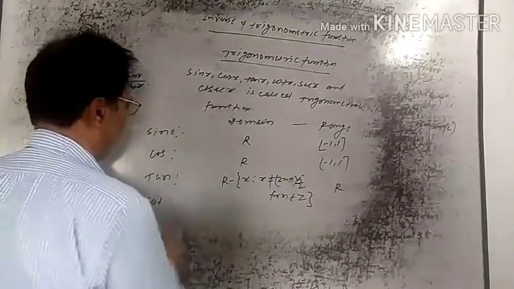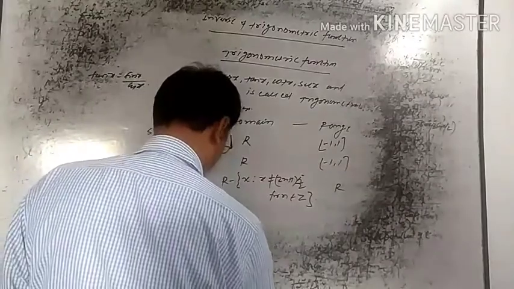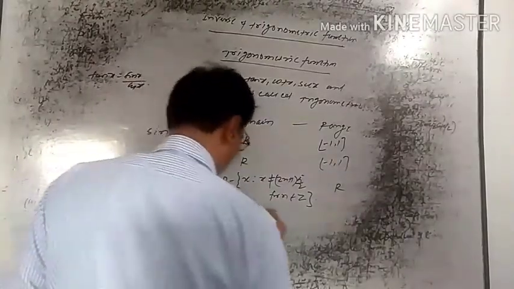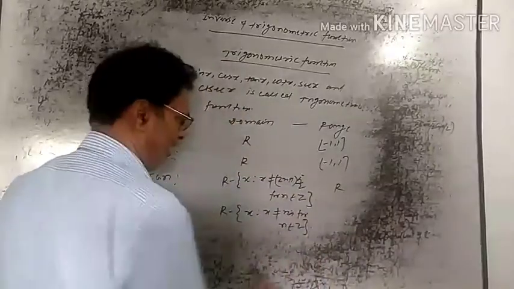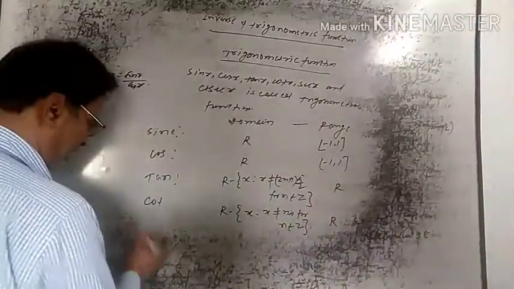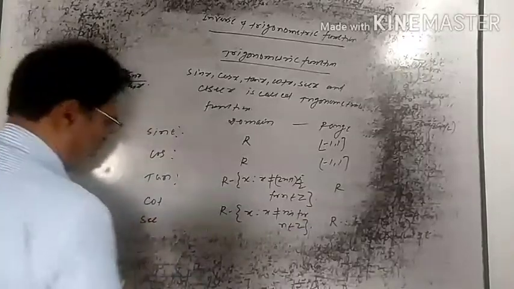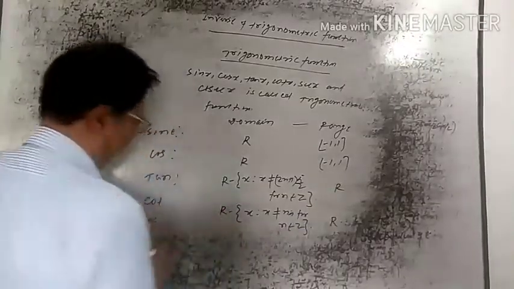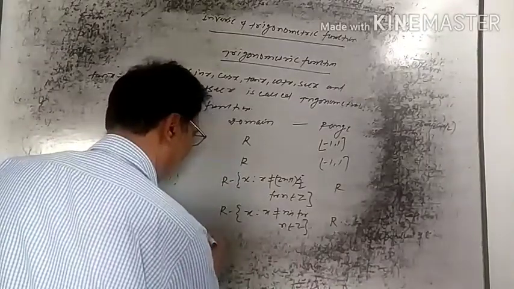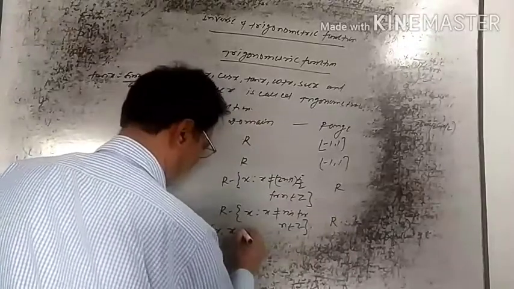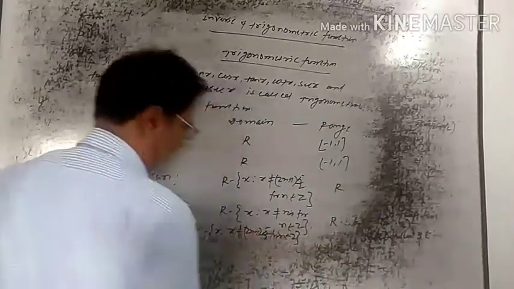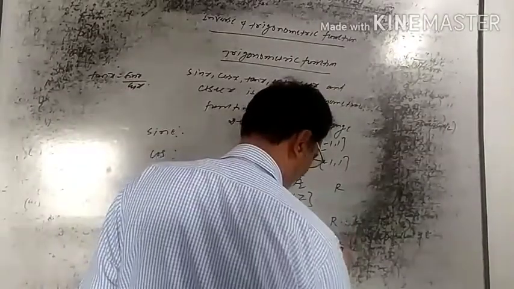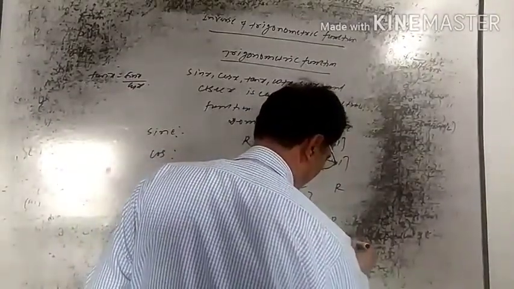Similarly, the domain of cot function is all real numbers excluding x such that x is equal to n pi for n belongs to Z, and the range of cot function is R. Similarly, the domain of sec function is similar to the domain of tan function, that means R minus x such that x is not equal to (2n plus 1) pi by 2 for n belongs to Z, and the range of sec function is R minus the open interval minus 1, 1.